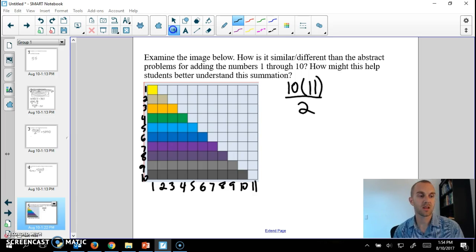So it goes back to that original problem of, well, how many do I have? I have 55 because it's half of the rectangle. So it's another way you can help students think about this visually as well as doing it with the numbers numerically.